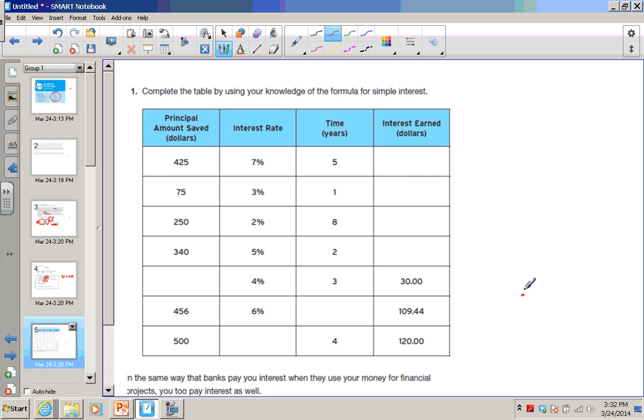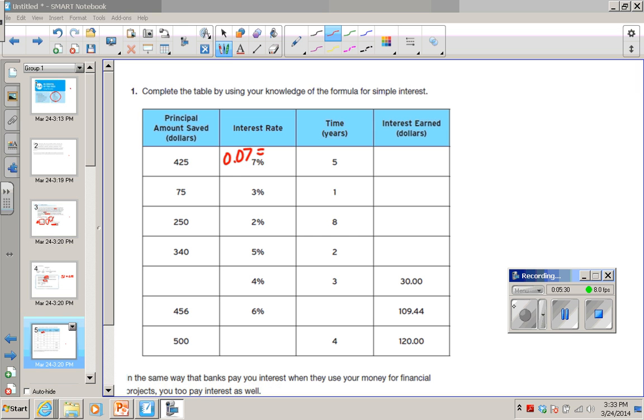So basically we are taking our principal, multiplying by the interest rate, the percentage that we're going to convert into a decimal form, and multiplying by the years to get our interest earned. So for this one, we would take 425, multiply by 0.07, which is 7% as a decimal, and multiply by 5 years.